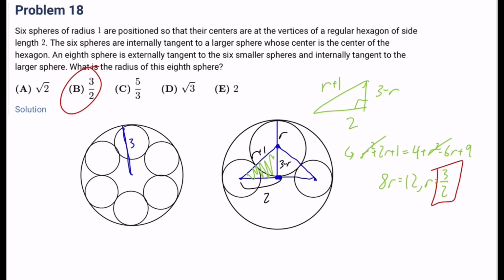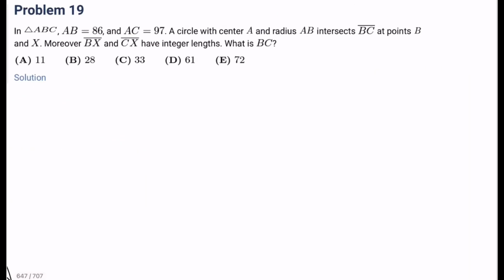It's B. Number 19, in triangle ABC, AB equals 86 and AC equals 97. A circle with center A and radius AB intersects BC at points B and X. Moreover, BX and CX have integer lengths. What is BC? Okay, so if we bring out the triangle here, right, then that's going to look something like this.